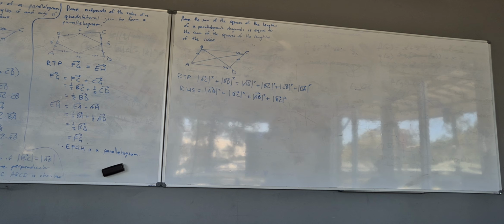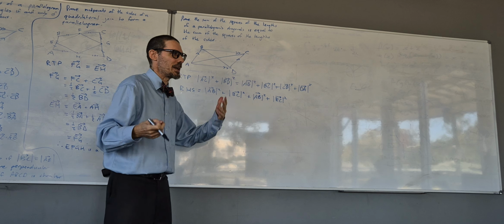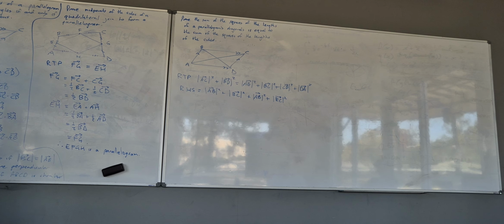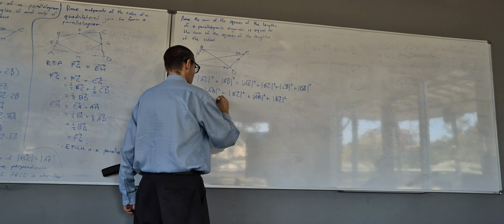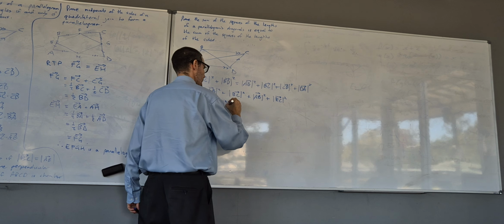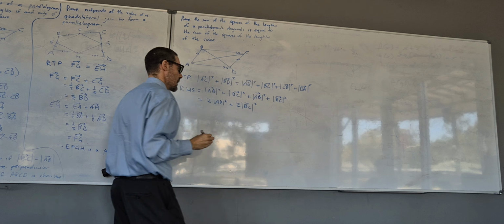Do you agree with that? AB anyway, because you're getting the length. Yeah, because I'm only getting the length, I don't care about direction. Because it's squared. Well, yeah, length squared. Squared's going to throw away negatives anyway, even if I've got a negative out of it. Which is to say 2AB squared plus 2BC squared.